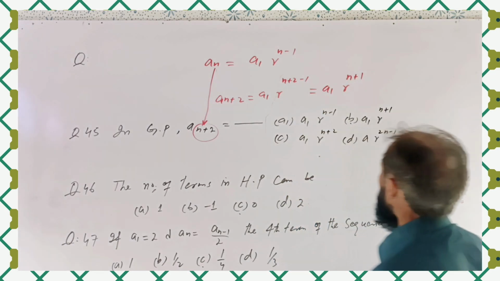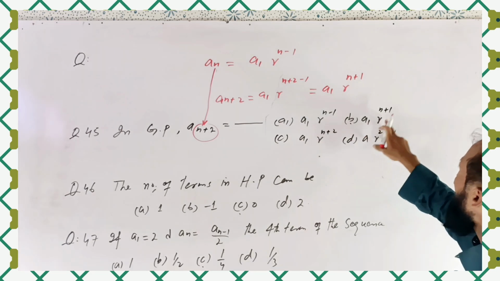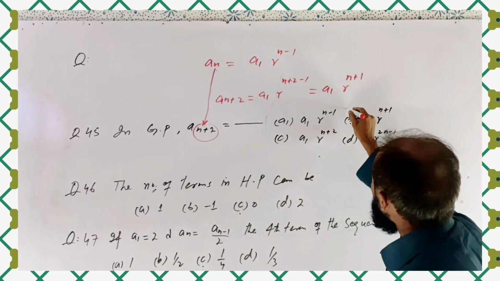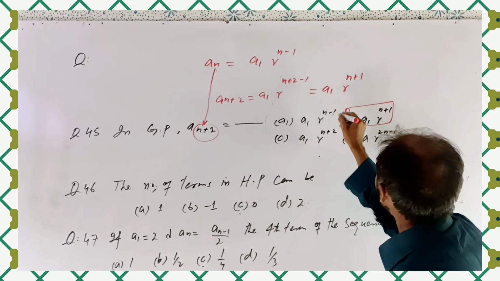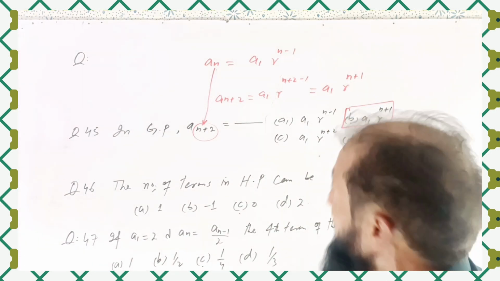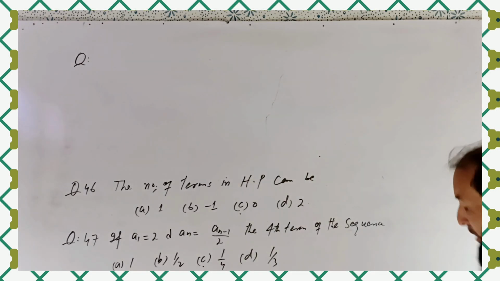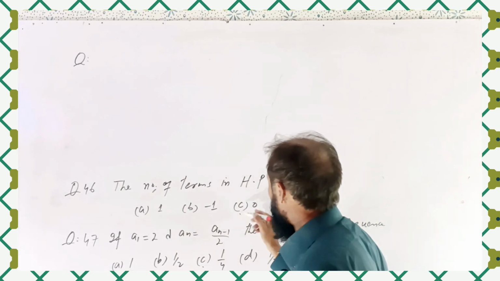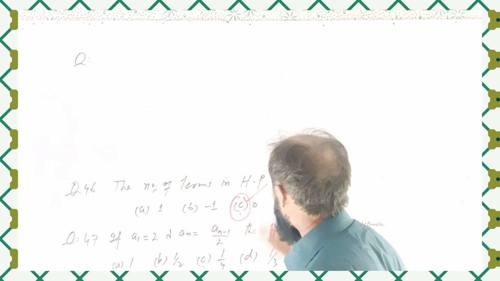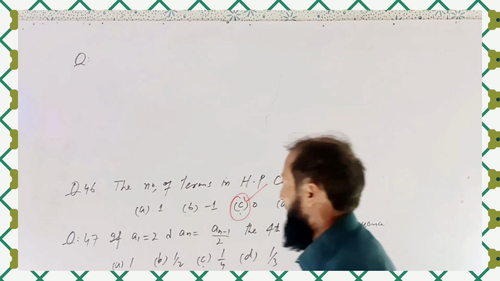Now check the answer here. a1 r to the power n plus 1. This option is the correct answer. The number of terms in the harmonic progression can be 0. 0 is possible. And in harmonic progression, 0 is the correct answer.